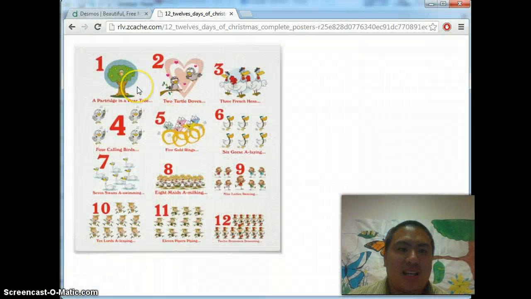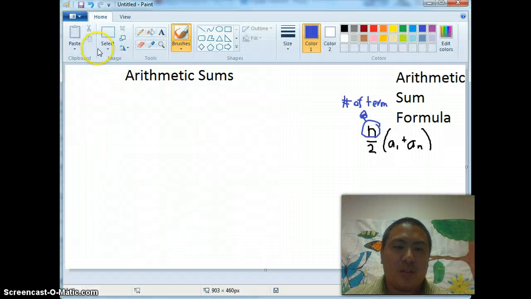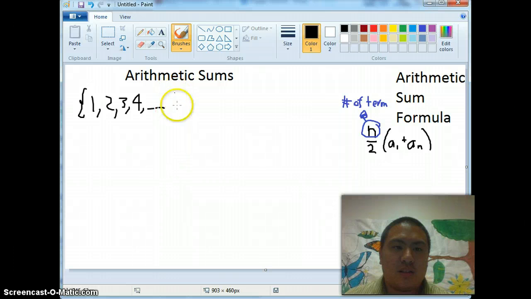Alright, so the arithmetic sum for that one, suppose we had, let's pull up the picture again. Suppose we had this one partridge in a pear tree, these two turtle doves, three French hens. You see the sequence goes 1, 2, 3, 4, 5, 6, 7, 8, 9, 10, 11, 12. So the sequence would go something like this: 1, 2, 3, 4, all the way to 12. Okay, so we have the sequence that goes like that, and we want to add up everything that's in there.